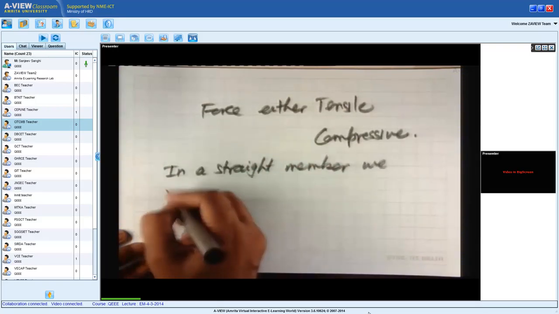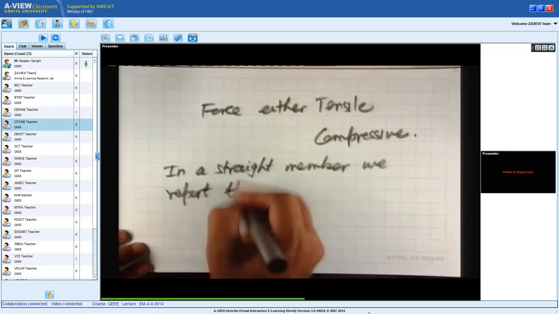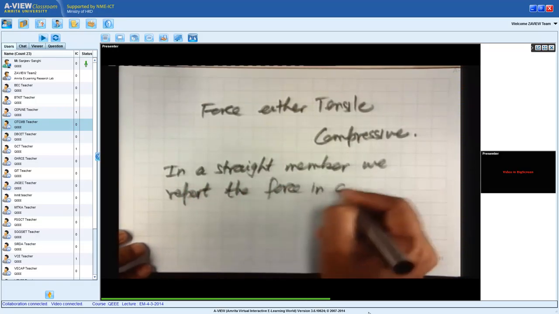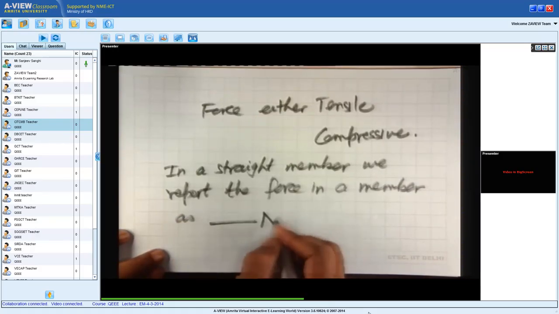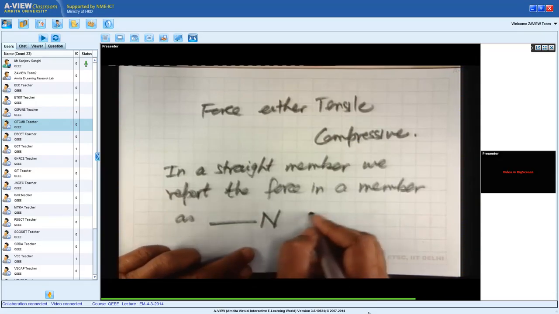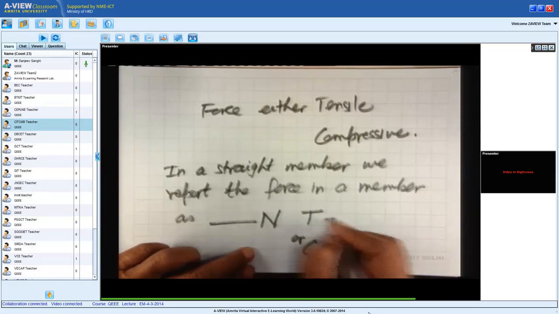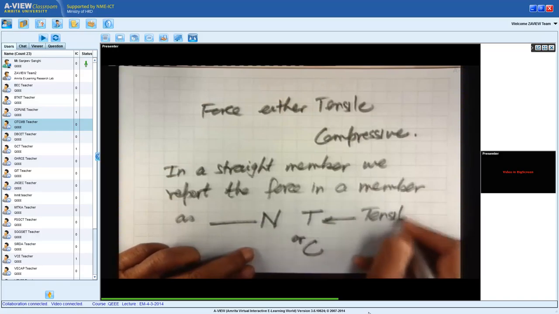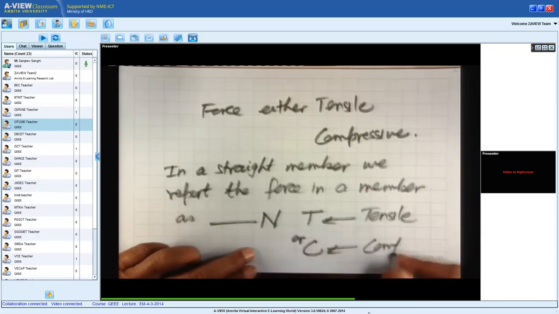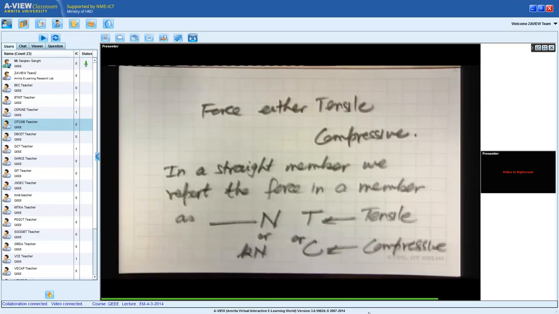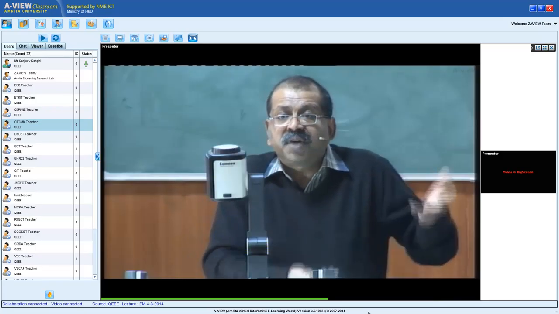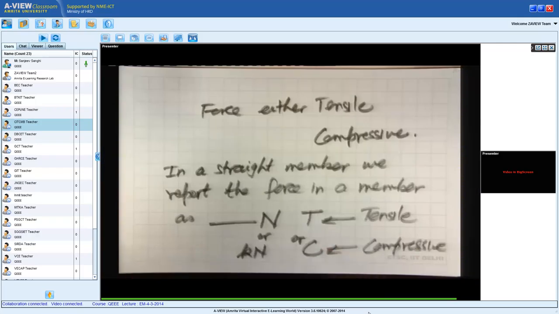So therefore, in a straight member, we report the force in a member as a force which we say so many newtons, and then we will say T or C. T denotes tensile and C denotes compressive, and this could be newtons or kilonewtons. So we will have forces like 2 kilonewtons, 2000 newtons, 5000 newtons, and instead of showing the direction, we will just show tensile or compressive.